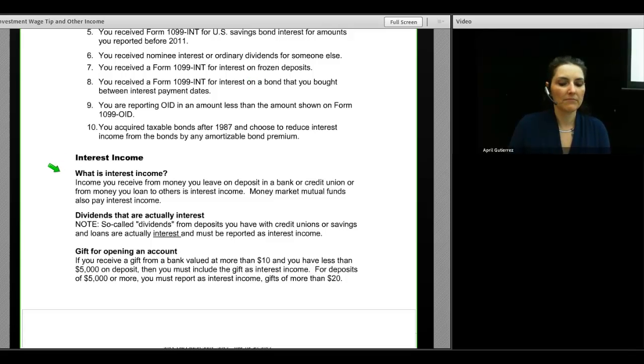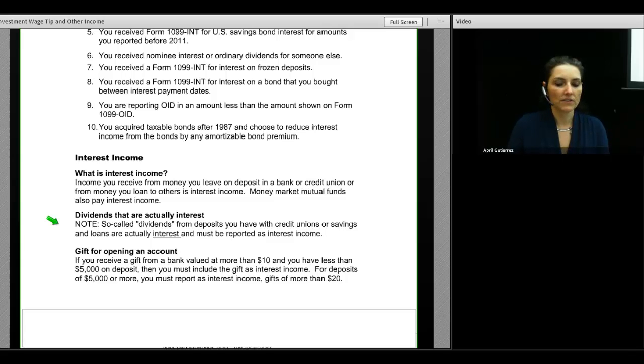So for interest income, we're just going to look at some definitions now, beginning with what exactly is interest income. Interest income is income that you receive from money you leave on deposit in a bank or credit union or from money that you loan to others. Money market mutual funds also pay interest income. Dividends that actually are interest.